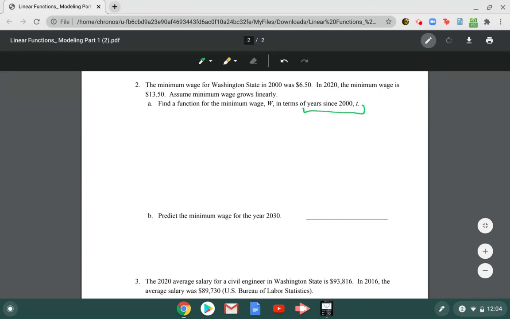This is important. So we do want W of T, and normally it would be MX, but X is our T plus B. So this is our goal. I also need to do a little bit of translating here. So I have my year, and then I have T, and then I have the minimum wage. So let's go ahead and create a table for our data.